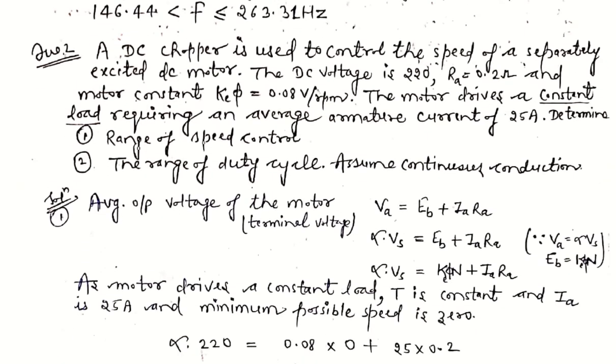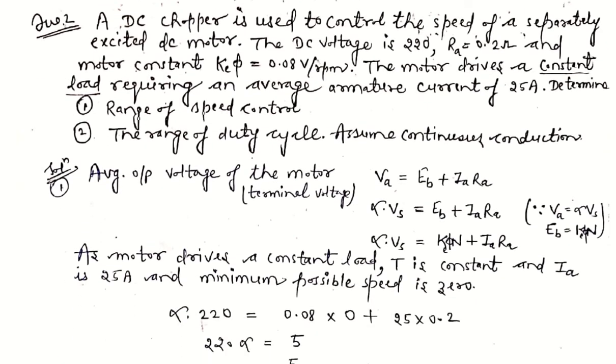Now we'll come to the second problem. The problem statement is: a DC chopper is used to control the speed of a separately excited DC motor. The DC voltage is 220 volts, Ra is equal to 0.2 ohm, and the motor constant Ke phi is equal to 0.08 volt per rpm. The motor drives a constant load requiring an average armature current of 25 amperes. Determine the range of speed control and the range of duty cycle, assuming continuous conduction.